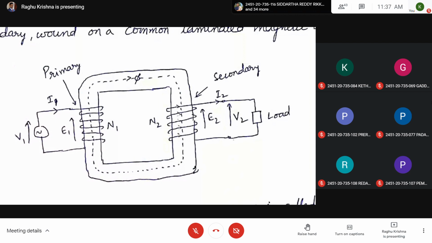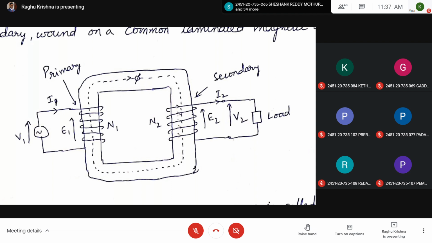Now here we are using AC voltage. V1 is the AC voltage. We can see a sinusoidal symbol for V1, and V1 is the alternating voltage. So when an alternating voltage is applied to this winding, the winding is nothing but an inductor, so current I1 is flowing.